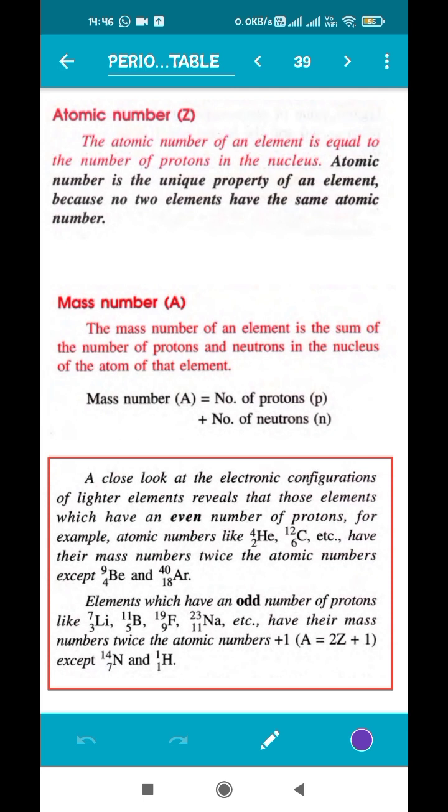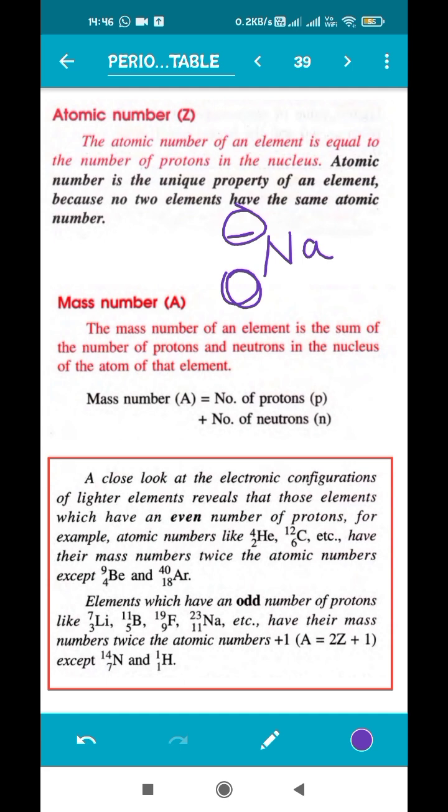Whenever we write an element, for example, sodium, the number which we write at the top is the mass number, and the number which we write at the bottom is the atomic number. Since mass number varies in isotopes, that's why mass number was not considered to be a better option for making the periodic table. Therefore, atomic number was used and mass number was discarded.